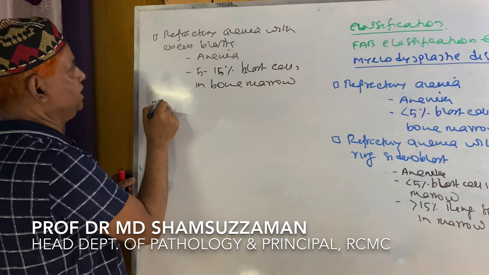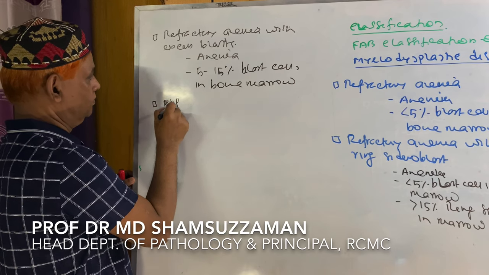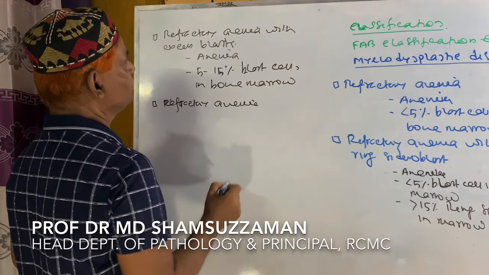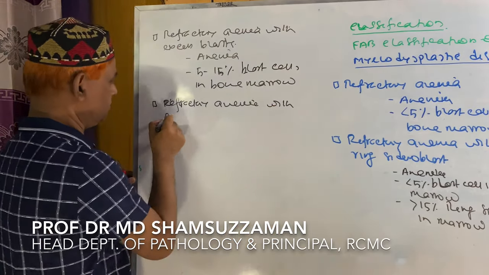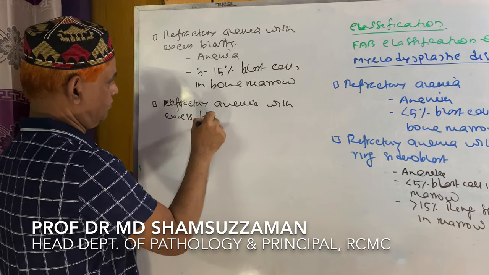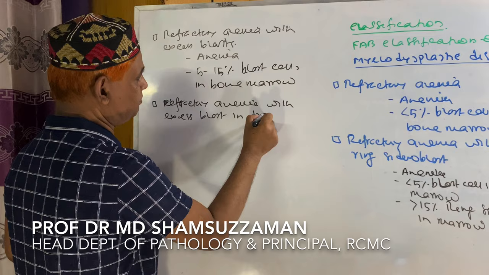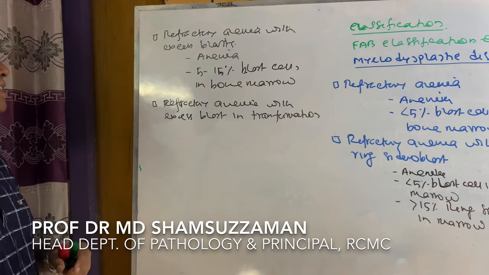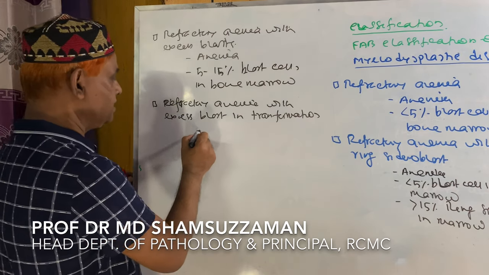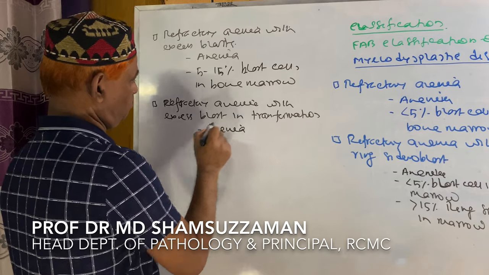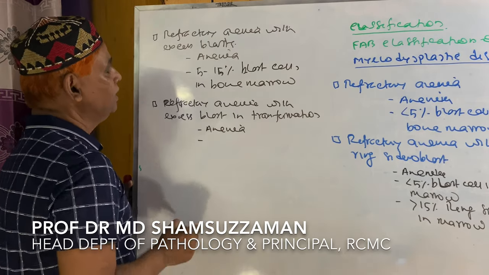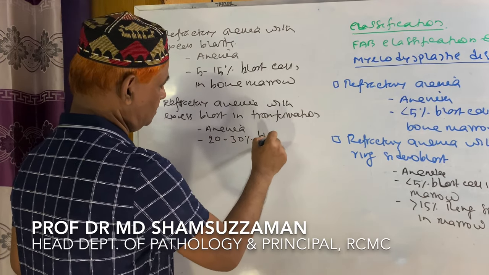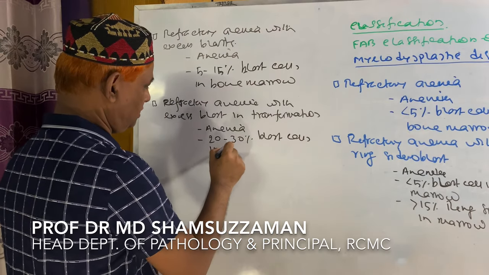Then refractory anemia with excess blast in transformation. There is anemia. The patient suffers from anemia, and 20 to 30% blast cells in bone marrow.